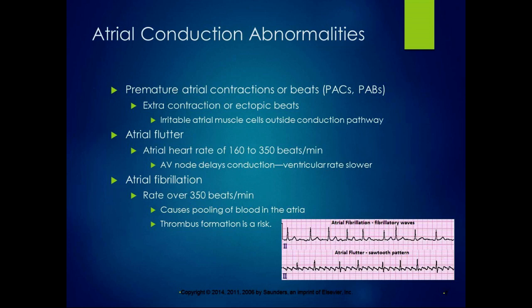Atrial fibrillation is a higher rate. It's over 350 beats per minute, and it causes pooling of blood in the atria. And there's a risk for forming a thrombus with the pooling of the blood, and then we know that thrombus can break off and go to the brain and cause a CVA. So atrial fibrillation carries with it a higher risk of CVA or stroke.